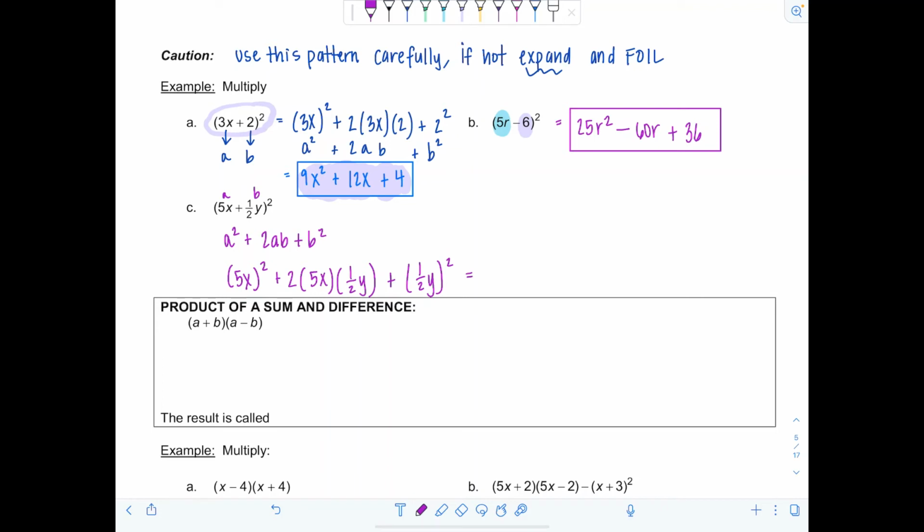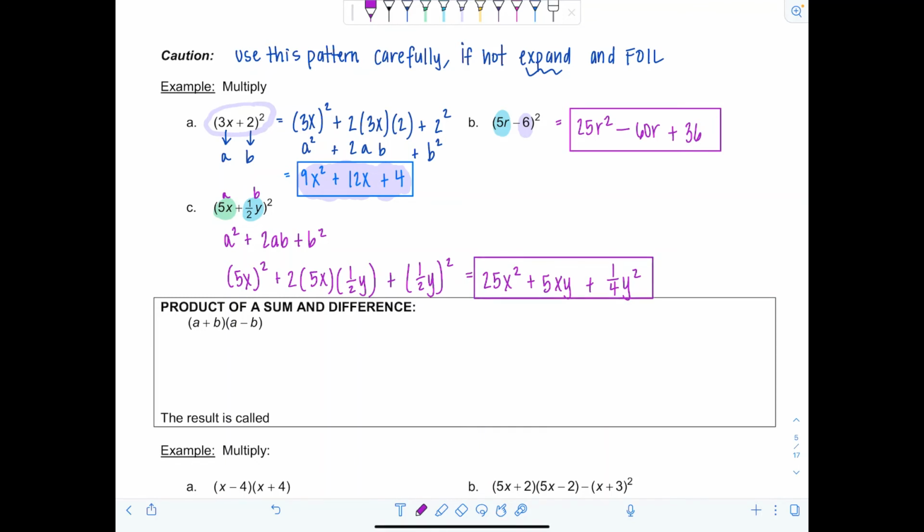After this point, hopefully with enough practice, you'll just go straight to, okay, square the first term, right? Square the 5x, that's going to become 25x squared, plus you take the first term times the second term. So 5x times 1/2 y, and then double it. Ooh, that's good, because doubling it will cancel with the 1/2. So now I just have 5xy plus, and then square the last term. Be careful, 1/2 times 1/2 is 1/4, yes? Y squared. And that's it.